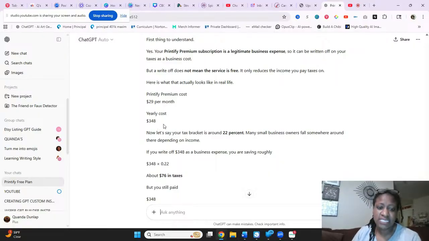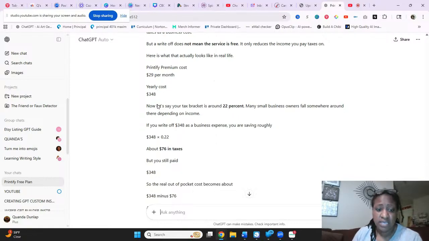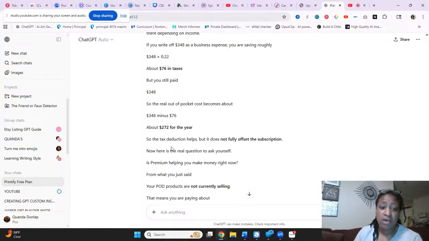So this price isn't $3.49 anymore, because it's $39 a month. Now, let's say your tax bracket is 22%. Many small business owners fall somewhere around this, depending on income. If you write off a business expense, you're saving roughly $76 in taxes, but you still pay the rest. So the tax deduction helps, but it does not fully offset the subscription.